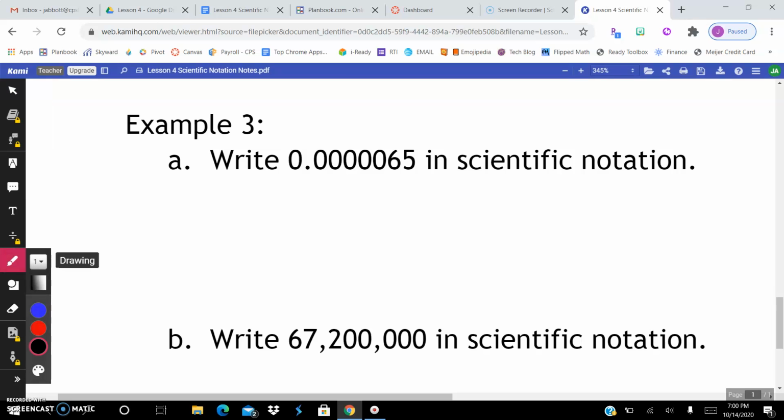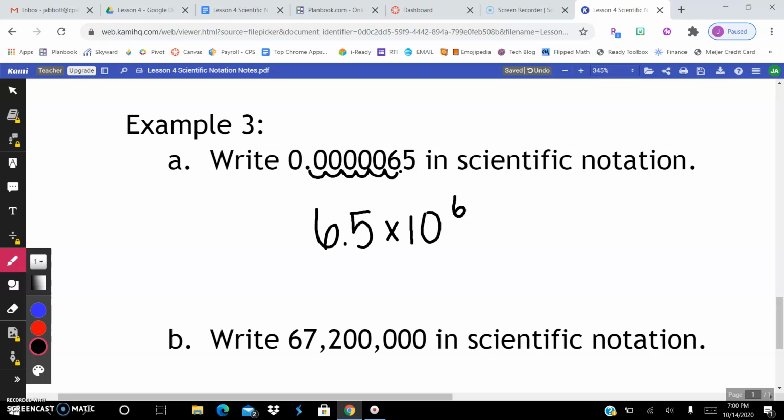So we're going to take that number. We're going to figure out where can I put the decimal to make a number between 1 and 10. So a good spot here would be between the 6 and the 5. So I have 6.5 because that's definitely between 1 and 10. We're always going to have times 10. And then we got to figure out how many spots did I move that? 1, 2, 3, 4, 5, 6 spots.